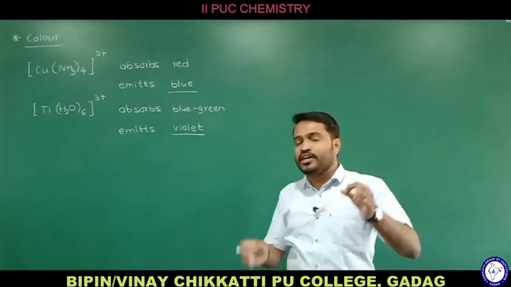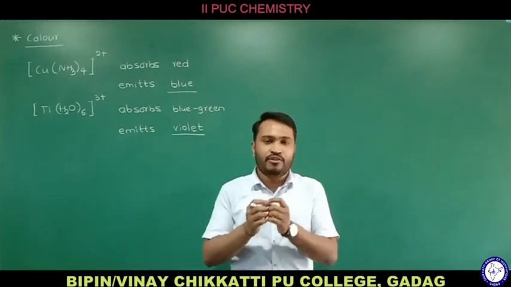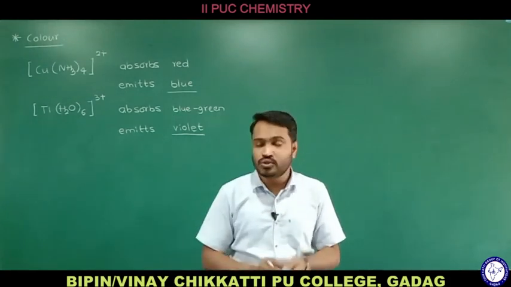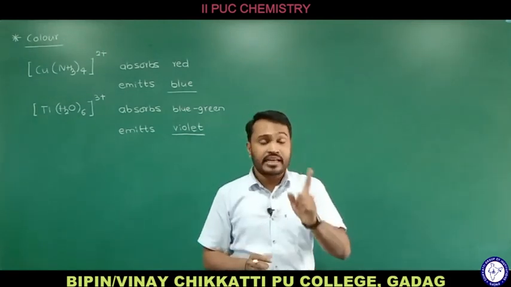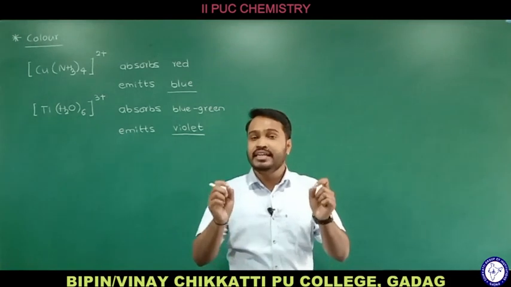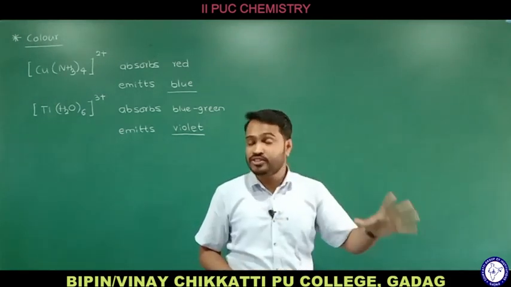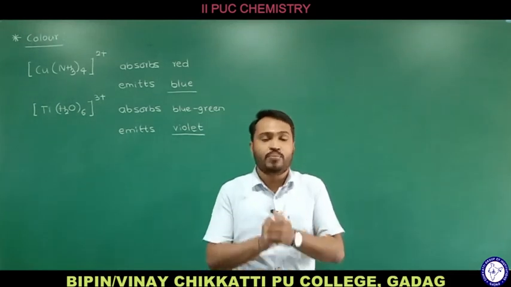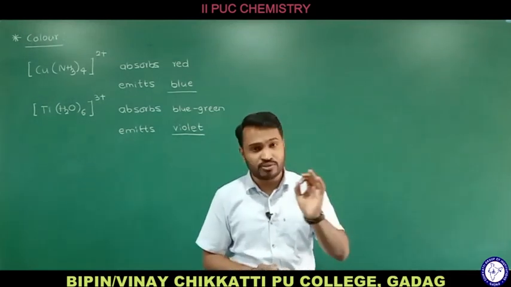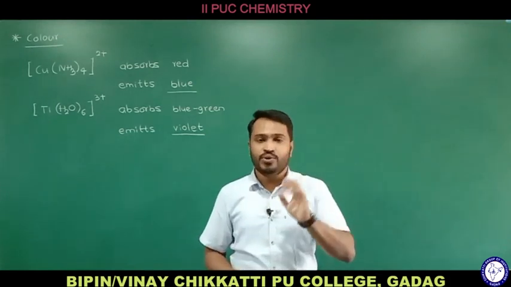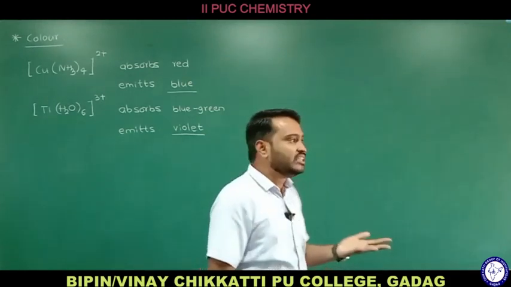Why will there be such absorption and emission of wavelengths, so that the coordination compound possesses a color? The reason behind this is d-d transition. As we know, transition metal ions are going to possess d-d transition. Because of that, the particular complex or coordination compound is going to possess color. So how can d-d transition be explained?